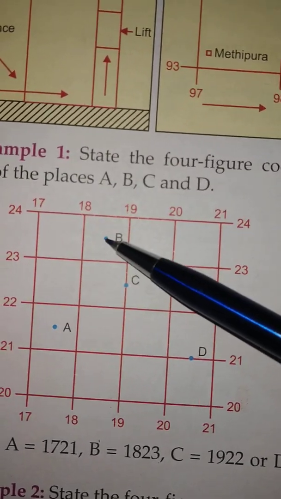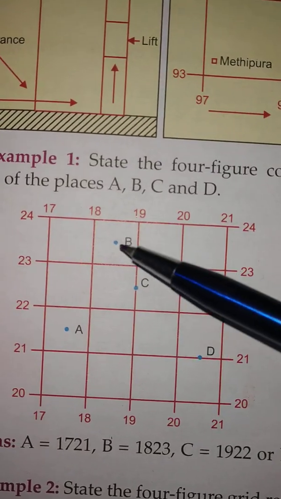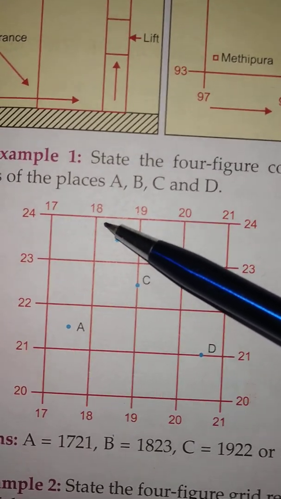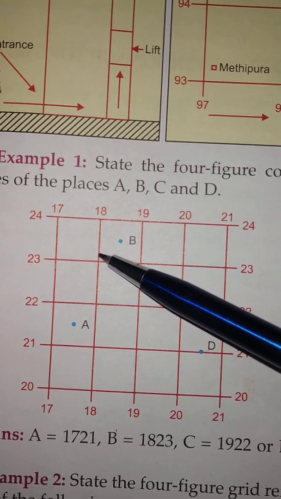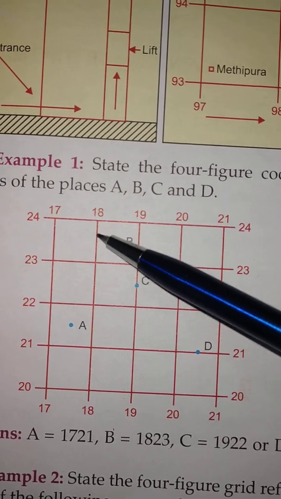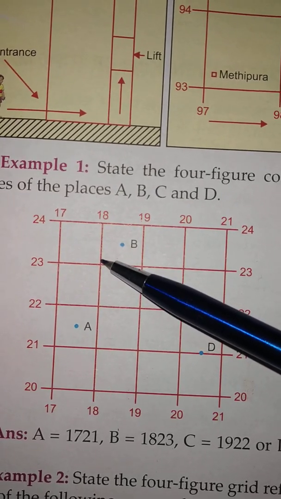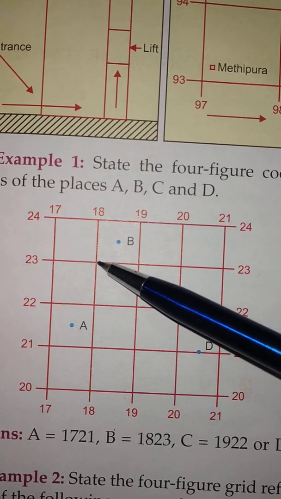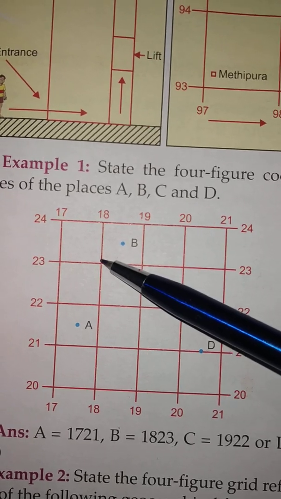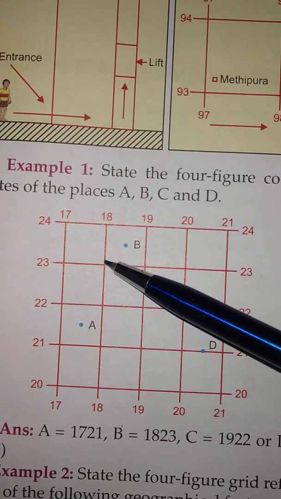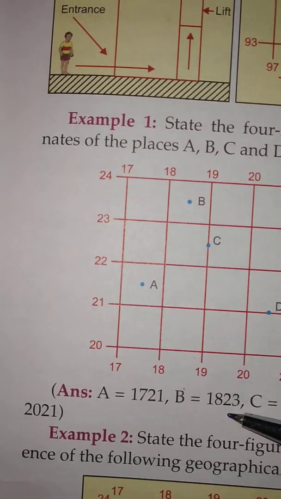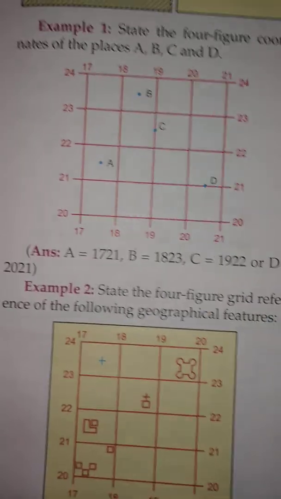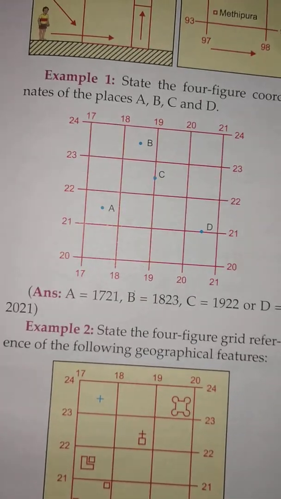Like that, see the example of B. Now you try to find out. This is the southwest corner. Which vertical line is passing through it? 18. And which horizontal line is passing through it? 23. So its 4-figure grid reference will be 1823. See the answer, B 1823. Got that now? So it is quite easy to find out the 4-figure grid reference.